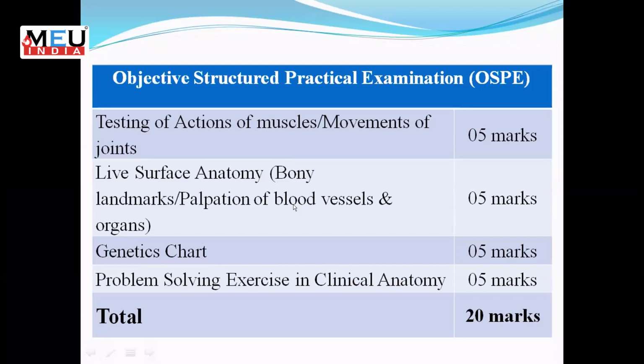And genetic chart, problem solving exercise. So everything comes under, again, the same thing, the different levels of knowledge. And a few will be psychomotor. Testing of action will be psychomotor. The live surface anatomy will be psychomotor. The genetic and the problem solving will be application and analysis.